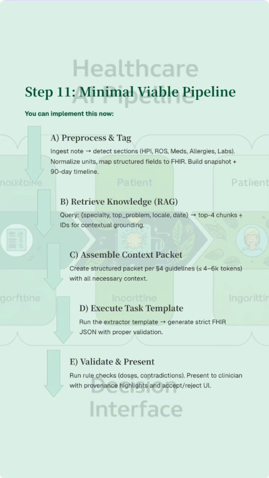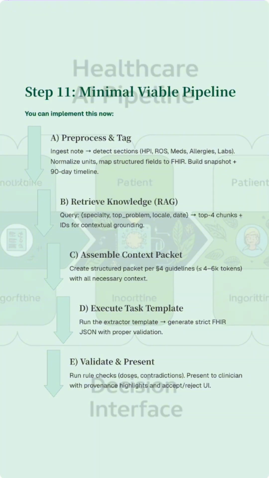Second, retrieval. We pull in external knowledge. Using the patient's specialty, their main problem, their location, and the date, we query our guideline library. From there, we retrieve the top 4 most relevant chunks along with their IDs. Third, assembling the packet. With all that in place, we assemble the context packet. This is the carefully structured input that the AI will see: patient snapshot, recent timeline, today's note, and the guideline snippets. We keep it concise, ideally under 4,000 to 6,000 tokens.